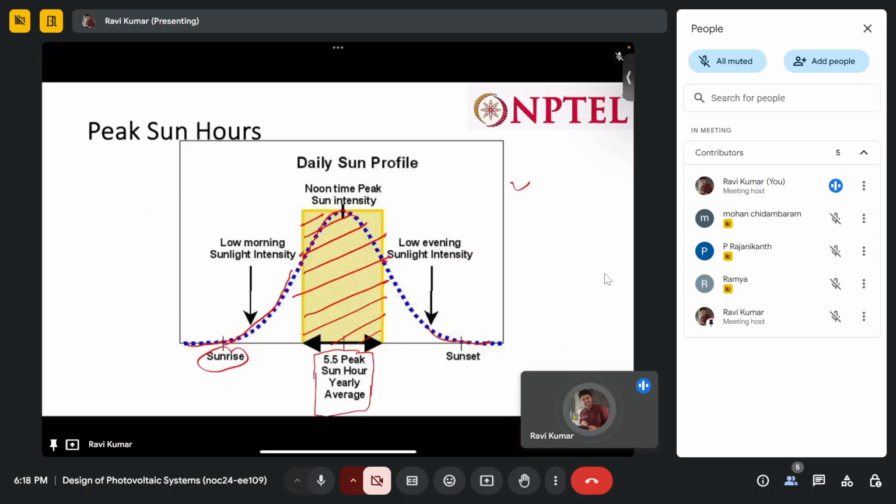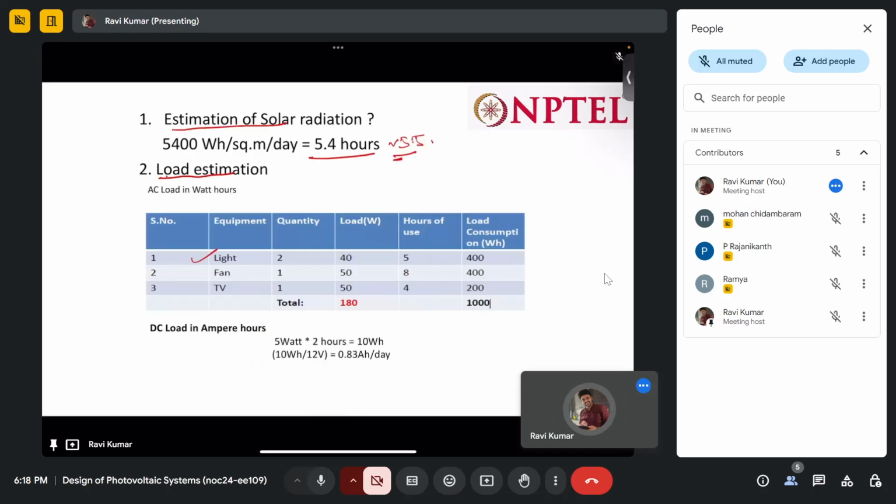In this particular case, we have a light, a fan, and a TV. The quantity of light is 2, fan is 1, TV is 1. Then we have the load: 40 watt for a single light, 50 watt for a single TV, single item. And the hours of use are already specified: 5 hours, 8 hours and 4 hours.